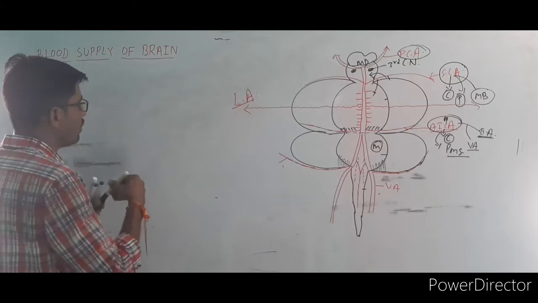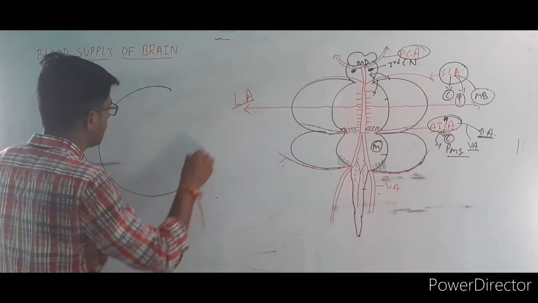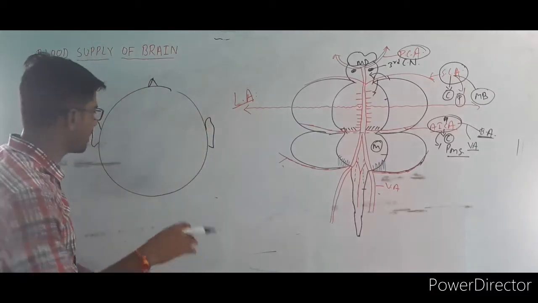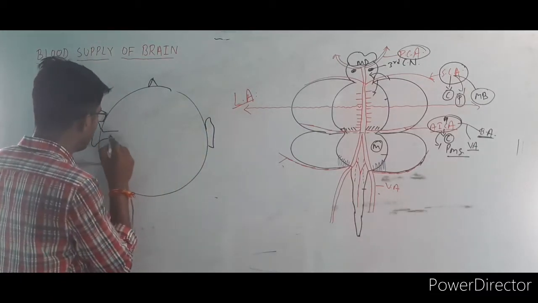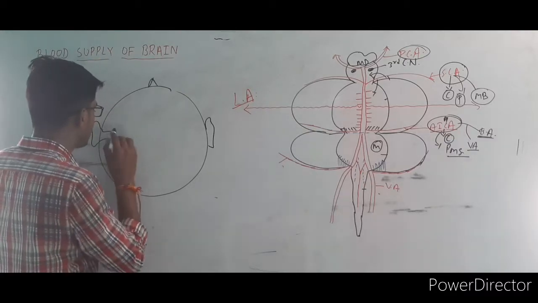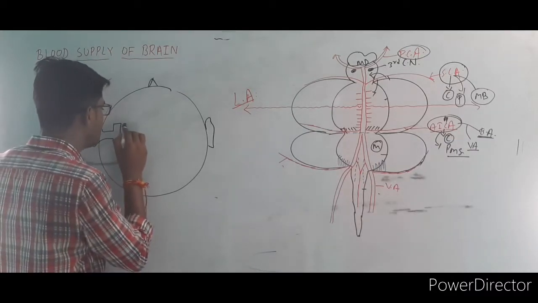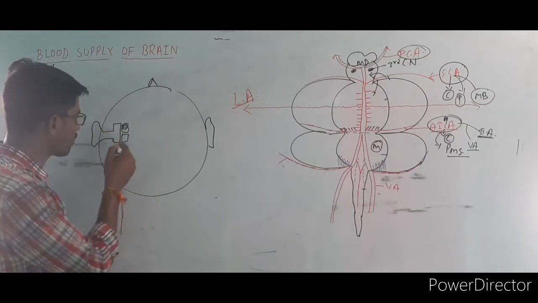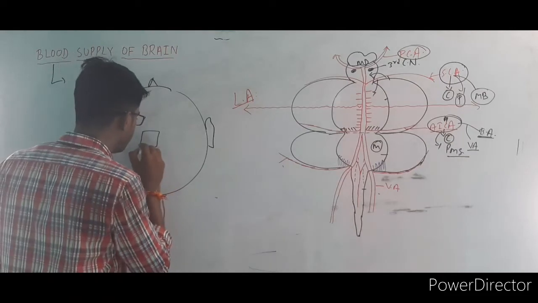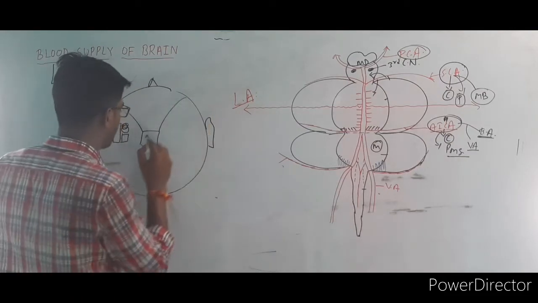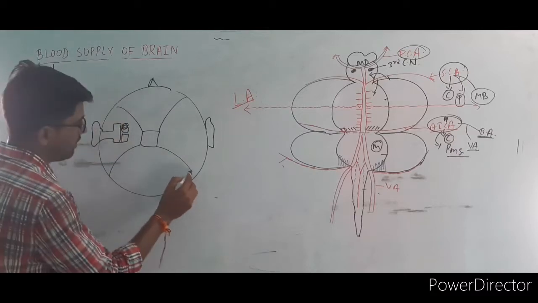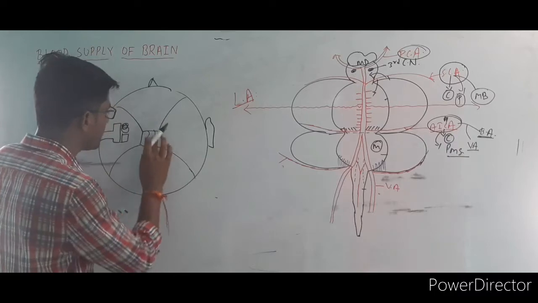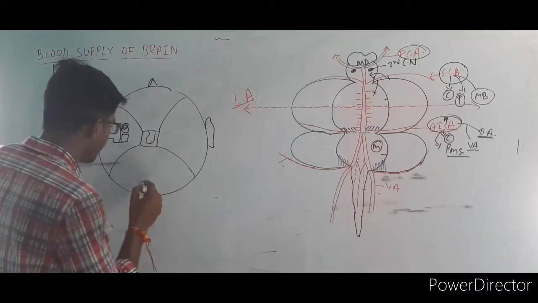Let me draw one diagram. Here is your nose, and here is obviously your ear. We are going to see the top section. This is the external auditory canal. Here is the middle ear, and here are the vestibule, semicircular canal and the cochlea. I have already discussed these in the middle ear anatomy. Here will be the pituitary gland. And here is the foramen.